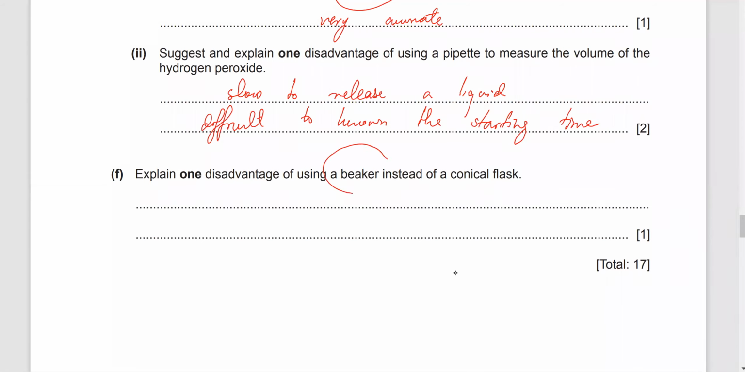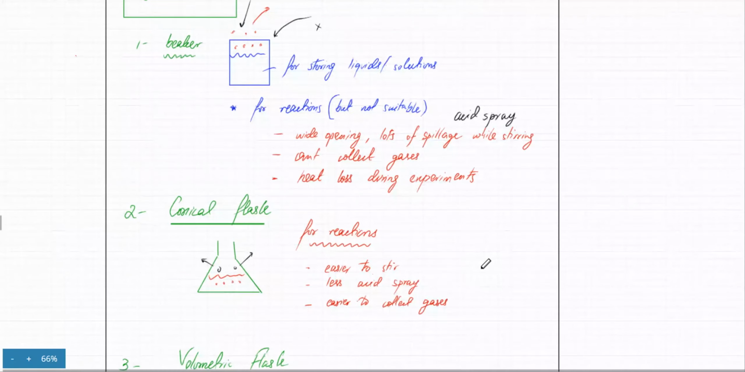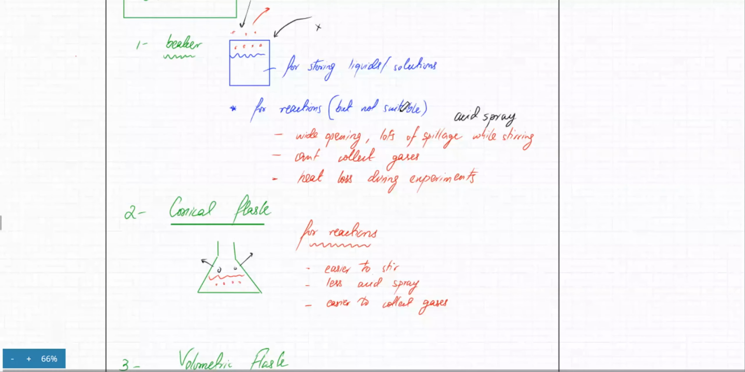What's the disadvantage of using a beaker, compared with a conical flask? When it came to containers, a beaker is usually used as a container most of the time. For reactions, it's not suitable. Why? Because it has a wide opening, so there's going to be lots of spillage. You can't stir. If you want to vigorously shake it, you can't do it. A lot of liquid would fall out of it.